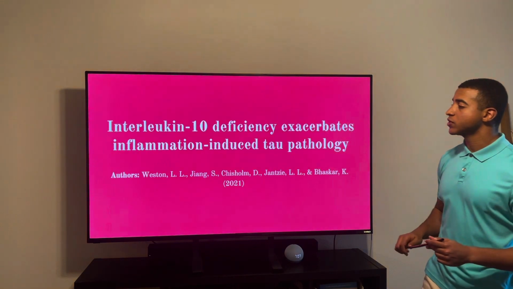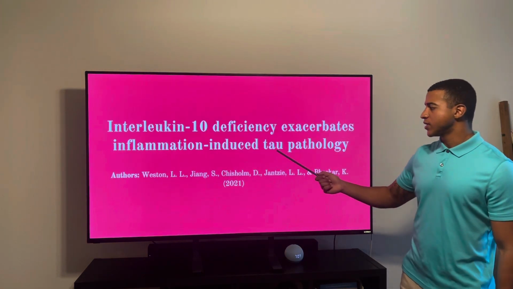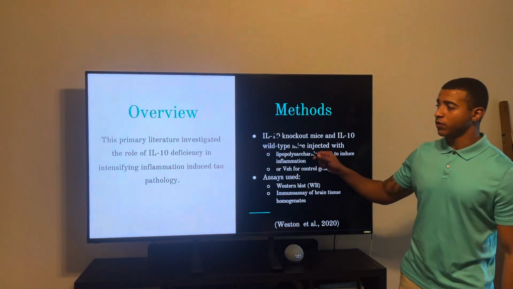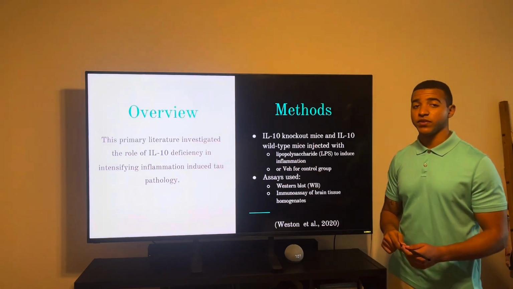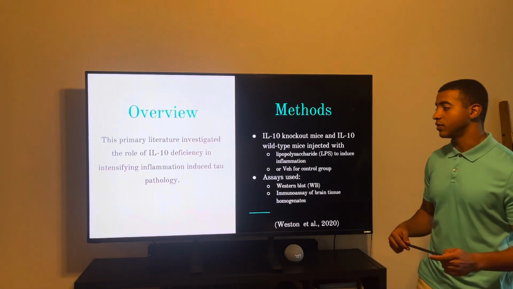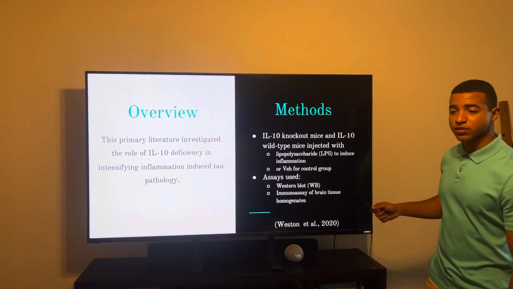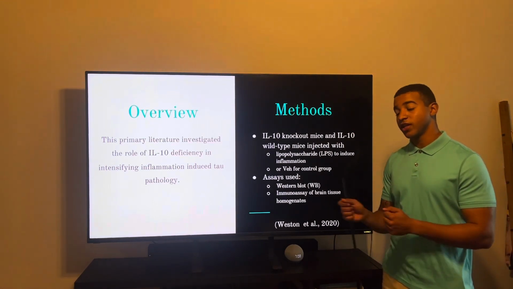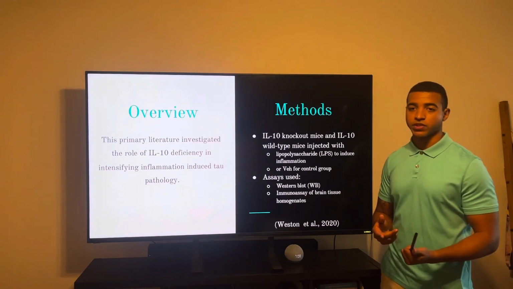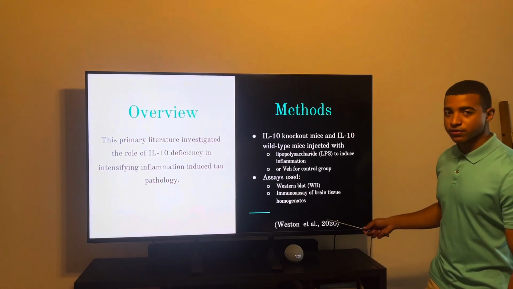The next primary literature study was "IL-10 deficiency exacerbates inflammation-induced tau pathology." Basically, the overview of this paper was to see the role of IL-10 deficiency in intensifying inflammation of the tau pathology. What they did was they took IL-10 knockout mice and IL-10 wild-type mice. They took the groups and either injected them with LPS to cause inflammation, or injected them with a vehicle, which is saline, to cause nothing. And then they used assays like Western blot and immunoassays.